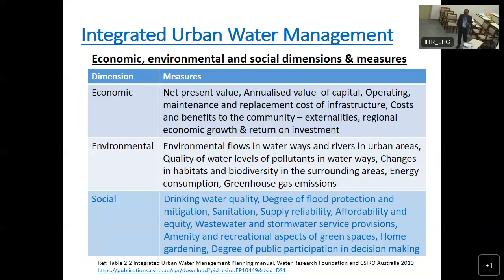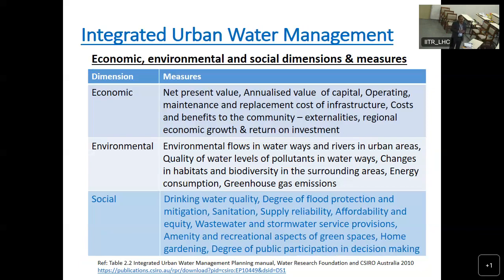Okay, so that is another important aspect to consider in your overall planning process. Regional and economic growth, return on investment. So basically, if we have a good water supply system, good wastewater and stormwater system for a town, maybe the town will start growing.